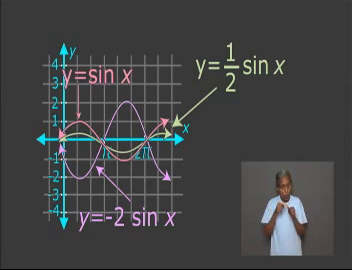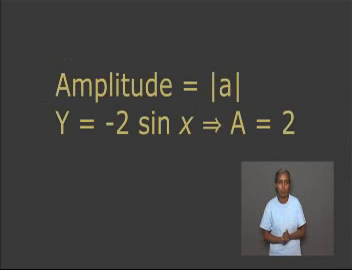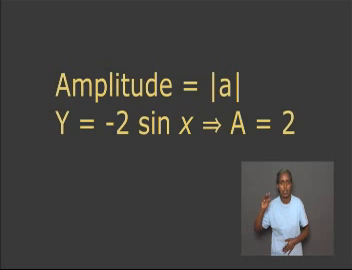Notice that each graph crosses the x-axis at the same point, because a times 0 is 0. This means that the period is not changed by the a value. The absolute value of a is called the amplitude. It indicates the maximum deviation of the graph from the x-axis.